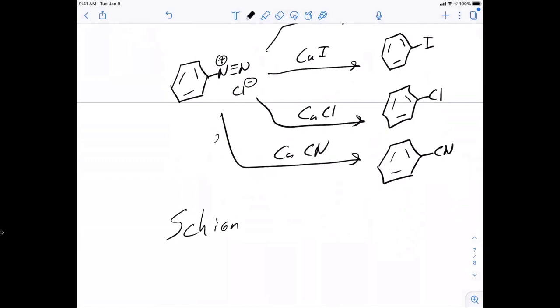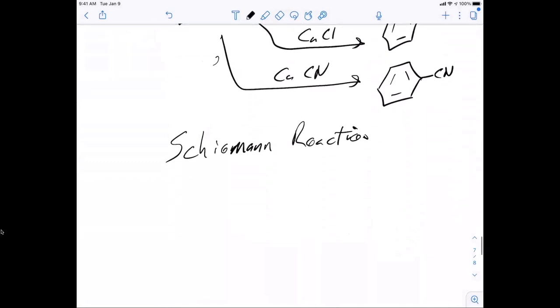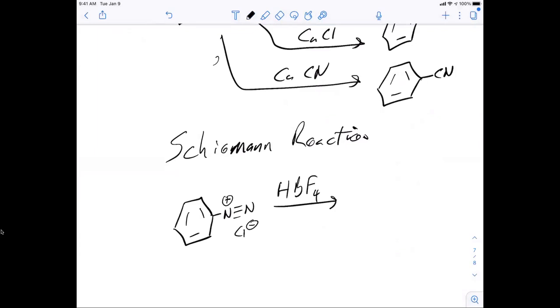The next reactions are also named, the Schiemann reaction. So if you notice above, there wasn't a way to make the fluoride, because of the copper. So here, if I take HBF4, so fluoroboric acid, that'll make the fluoride.